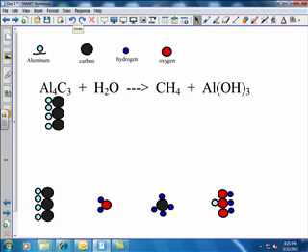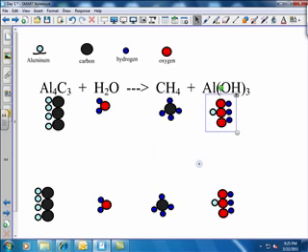So I'm going to start with one of those. Then I'm going to start with one H2O, and I'm going to start with one CH4, and then I'm going to start with one of these critters. And again, this aluminum hydroxide over here really doesn't look like that, but that's just so I can get this done as far as how I want to do it.